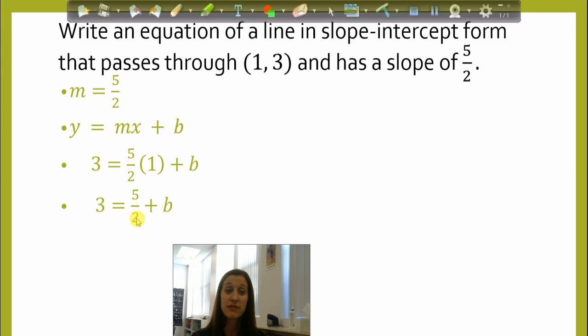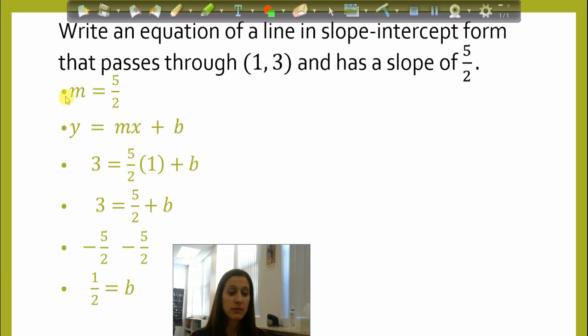5 halves times 1 is 5 halves. So now I'm just solving for b, so I'm going to subtract 5 halves from both sides, and I get that my b value is 1/2. So this would be an example of an equation that would be hard to graph because it might be hard for you to find that the y-intercept is 1/2.